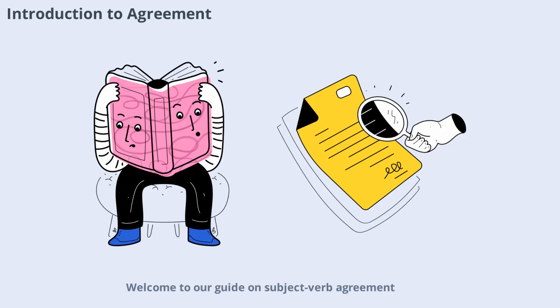Welcome to our guide on subject-verb agreement, a foundational rule in English grammar that ensures your sentences are clear and correct. Whether you're writing an essay, an email, or simply speaking, mastering this rule will help you communicate more effectively. In this video, we'll break down the core principles, provide practical examples, and highlight common exceptions that often trip up even advanced learners. Let's start by understanding why subject-verb agreement matters and how it forms the backbone of proper sentence structure.